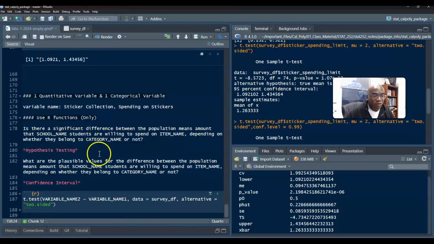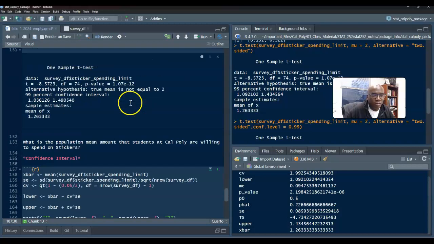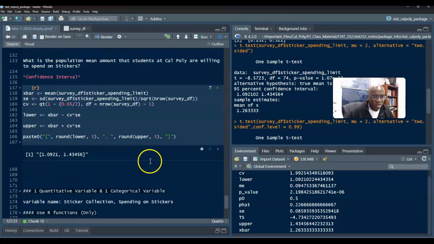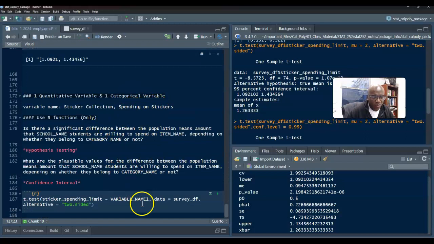Both of these questions can be answered from the R output, and I know I'm going to change the letters in them. So I'm just going to use the R function. I'm not going to do this by hand. And this is what it is. Collect stickers, and the order matters. Sticker spending limit is right here, collect stickers is right there. Once I run this, it's going to give me my analysis.